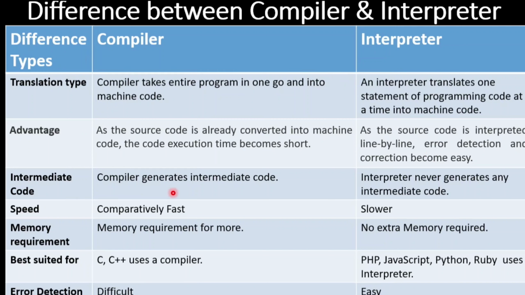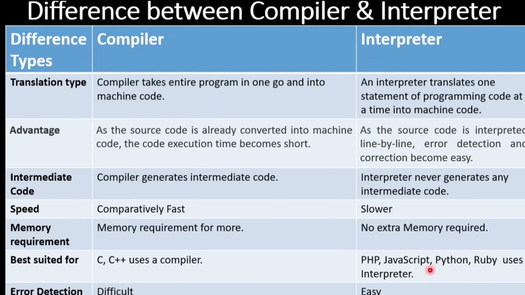Next point is intermediate code. Compiler generates intermediate code. As you have seen in the previous diagram, machine code is generated. Interpreter never generates any intermediate code. Speed of compiler is comparatively fast. Speed of interpreter is slower. Now memory requirement for compiler is more because it is generating intermediate code. There is no extra memory required in case of interpreter. Examples of programming languages which use compiler: C, C++. The languages which use interpreter: PHP, JavaScript.